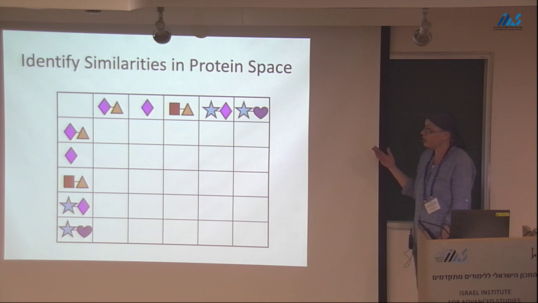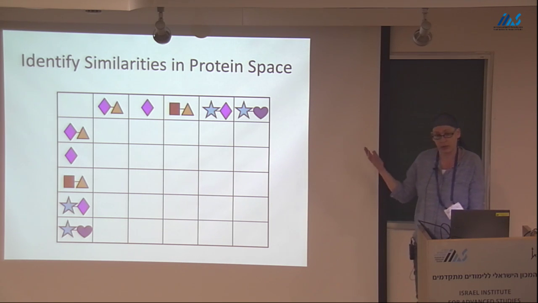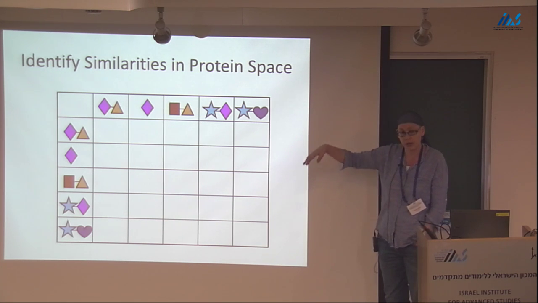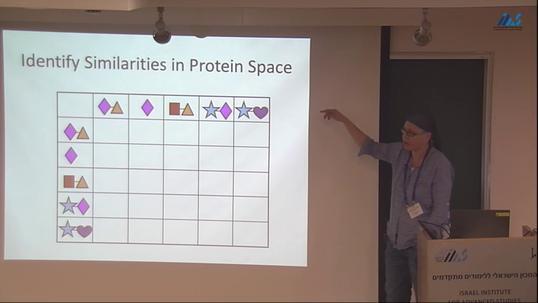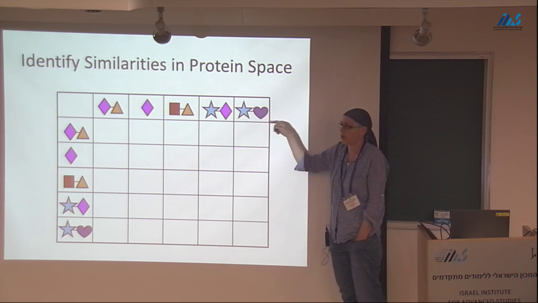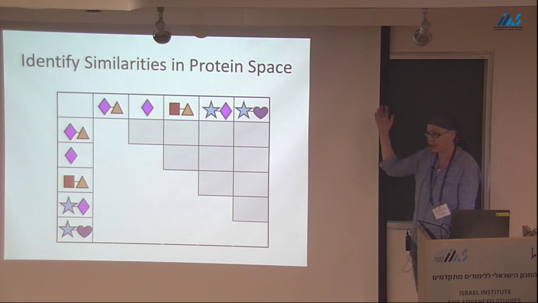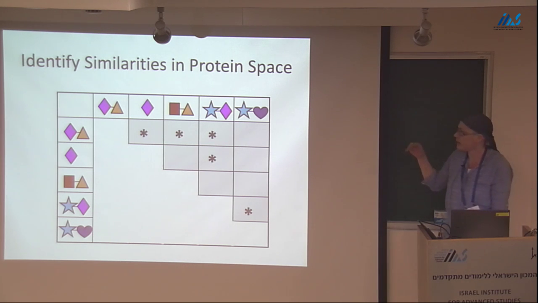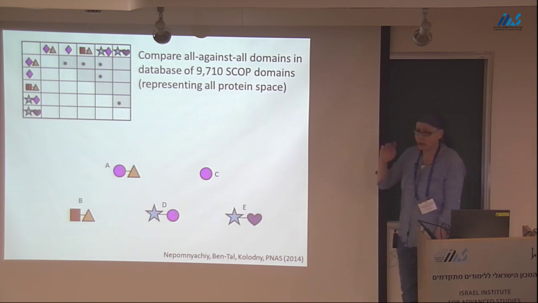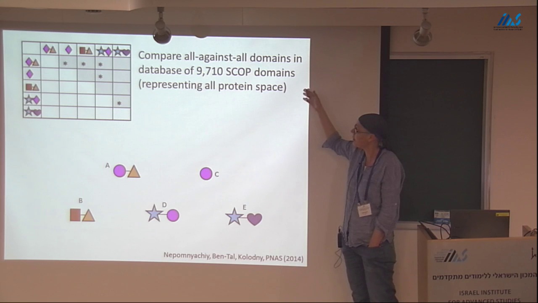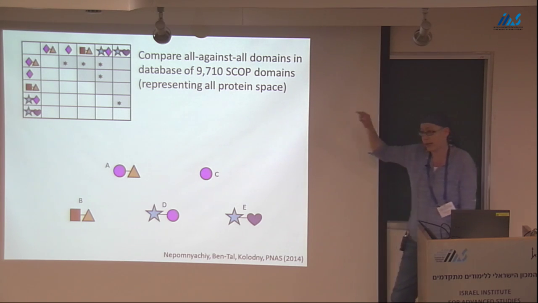Okay, so when we went to look at protein space, the first step was to identify similarities in protein space. So we looked at all proteins against all proteins, and here I'm marking them just by 5 representative cartoons, and this is the shapes along the backbone, so I'm showing some repetitive shapes, and we compared all against all. It's only the upper triangle because it's the same thing. And in any case where we identified a similarity, I placed an asterisk. Then what we really did was not just protein cartoons, but a database of almost 10,000 SCOPe domains where we compared all against all and identified all these similarities.